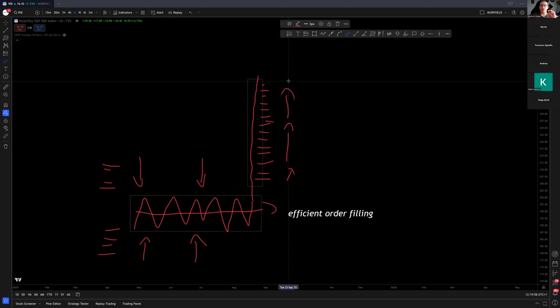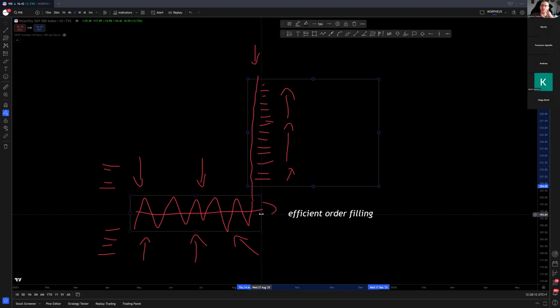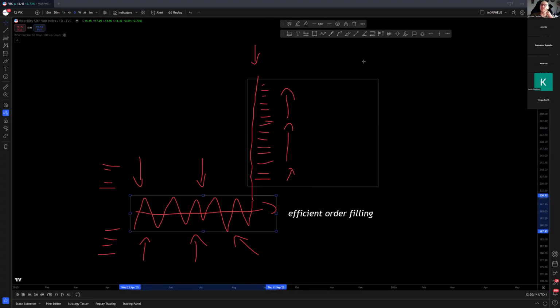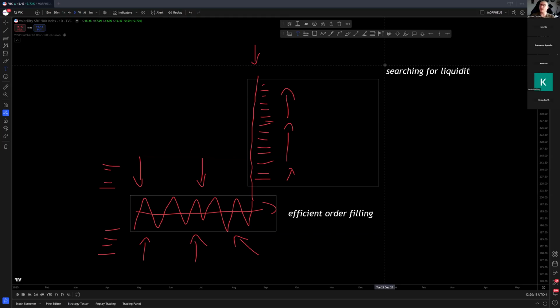So the ultimate reason for when price is steady and when price is exiting fair value and getting into a state of imbalance from a phase of balance is searching for liquidity, is searching for a counterpart, searching for a fill.